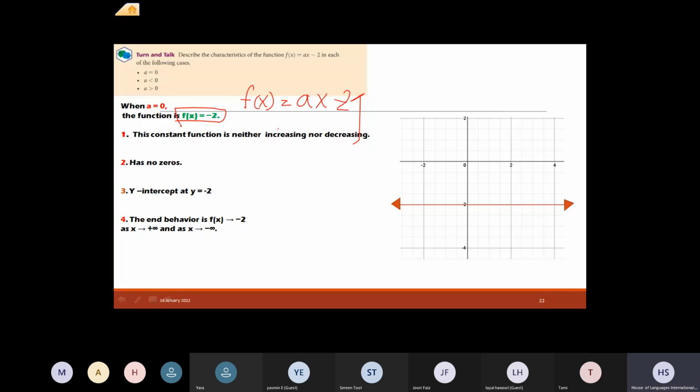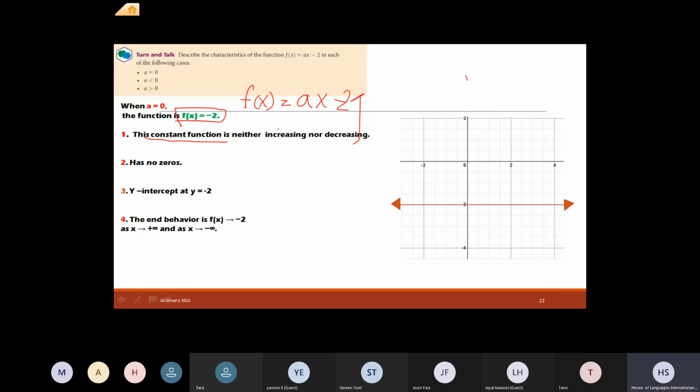Now, because this function, what do we call it? Constant function. As you see here, it's not increasing and it's not decreasing. It's constant. Why? If I'm at negative 2, the y is still negative 2. If I am at 0, the y is still negative 2. That's why we call it constant. The second one.